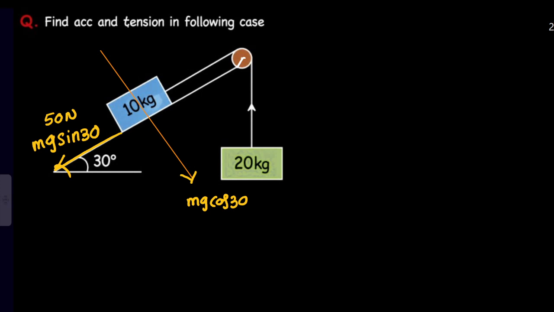Right. Sin 30 is 1 by 2. That is not required also. We'll see. This thing you got it now?